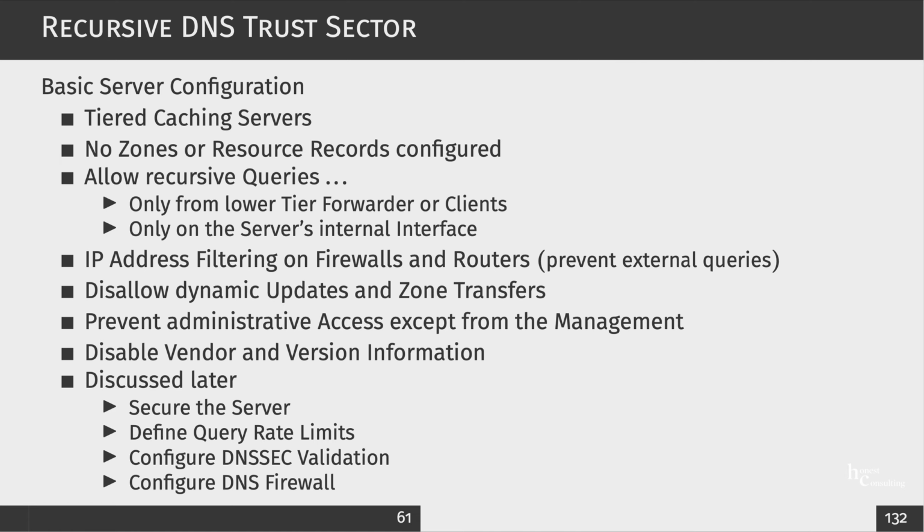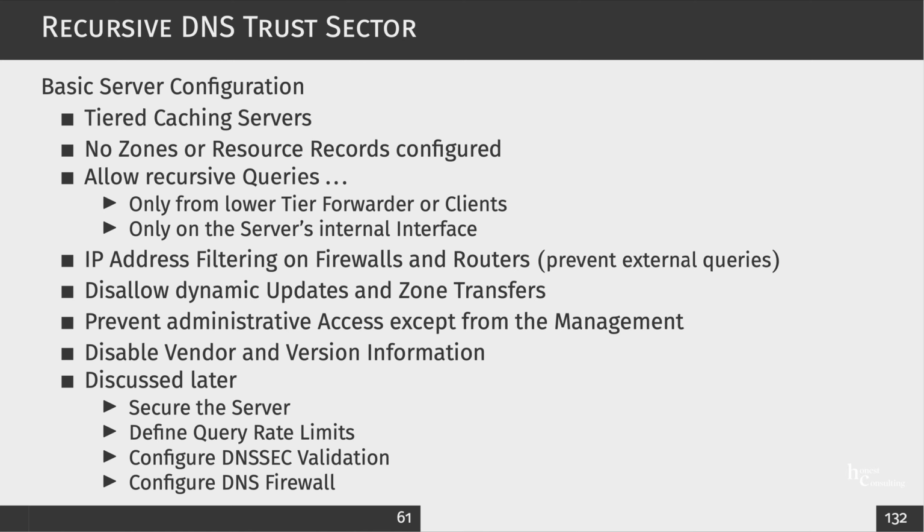Because this is a recursive infrastructure, there should not be any zones or resource records configured. So these boxes only do recursive DNS and forwarding and all this stuff. They don't host any DNS data. In addition, you can have IP address filtering on firewalls and routers in front of these boxes, especially for the recursive servers that are public facing. It really makes sense to prevent external clients from using these recursive servers, otherwise you would have another public resolver.